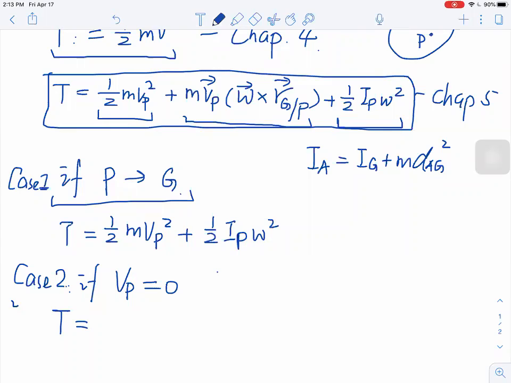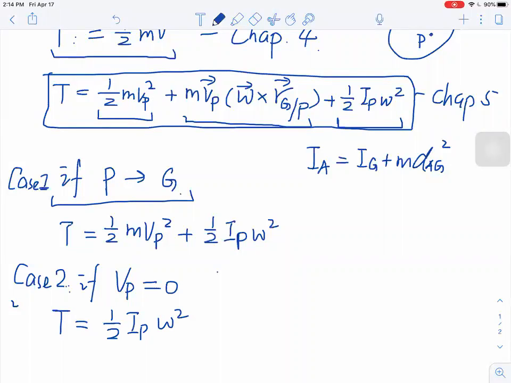What's up, Dr. L? So if we have this case too, how are we going to simplify the kinetic equation here? Kinetic energy T is going to equal 1/2 I_P omega squared. Yes. So if we pick the point that happens at V_P equal to 0, then we can drop the first two terms, only have this third term left. So that can make your calculation even easier.